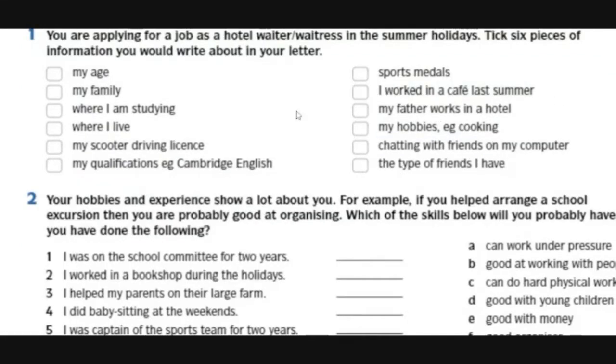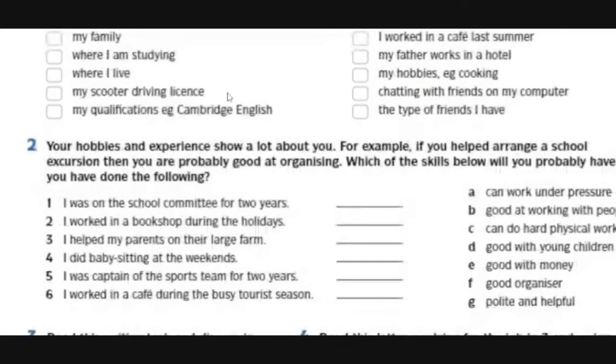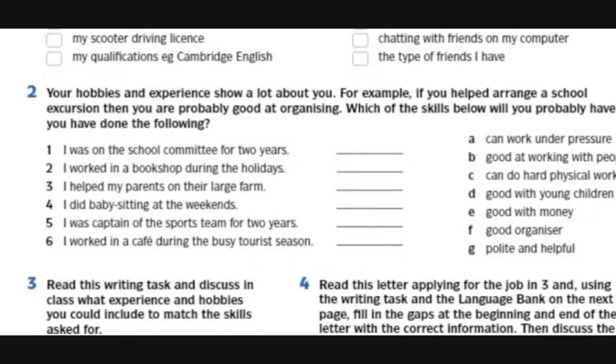Some information here is actually not really relevant. Like for example, my father works in a hotel. You don't have to tell the boss where your father is working. Even though he's working in a hotel, doesn't mean that you can work well in a hotel also, right? And you also don't have to tell him about your chatting with friends on the computer. All right. Now let's proceed to the next one.